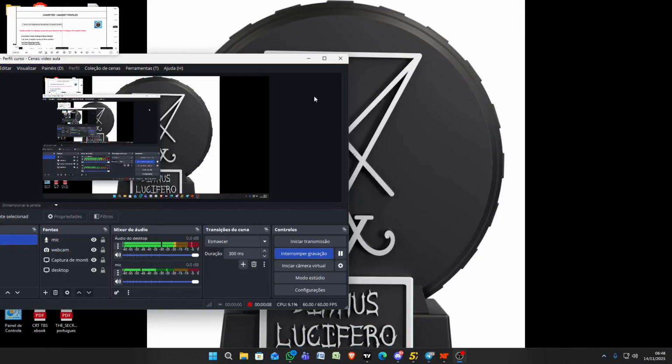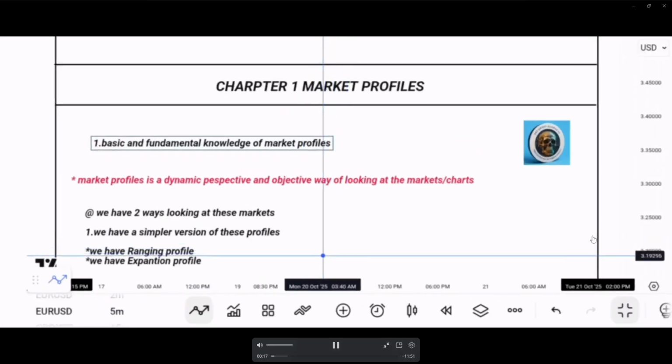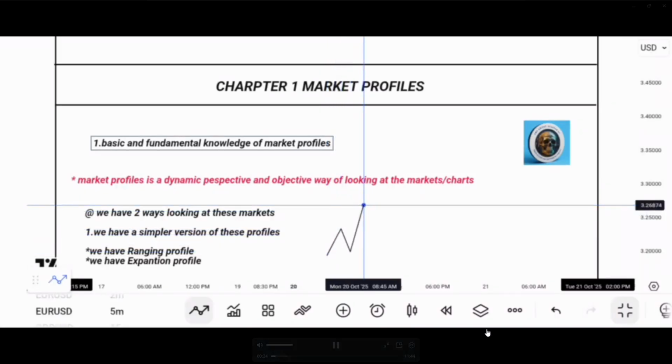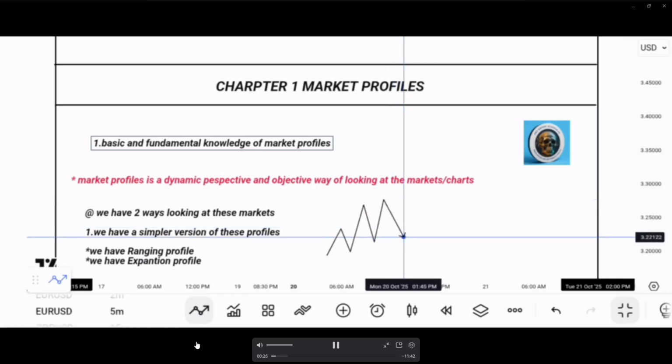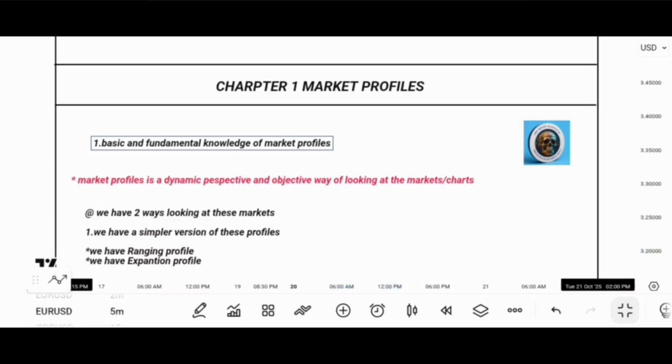So chapter 1, it's all about market profiles, right? Market profiles is the way the market moves, since we know that the market doesn't move in a straight line. It moves with impulse corrections, impulse corrections, impulse corrections, right? So we all know that this is how the market moves.